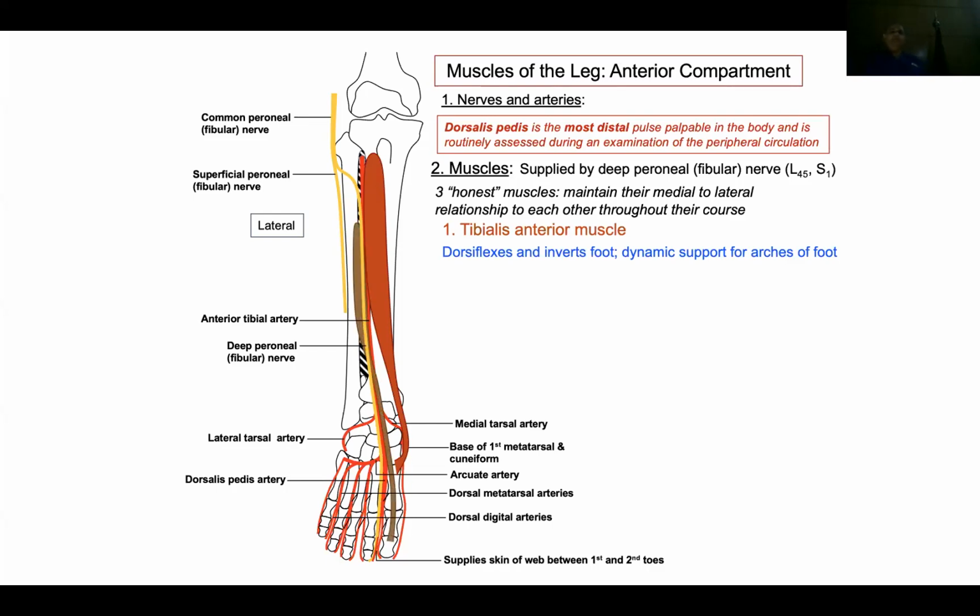And then someone coming down, sneaking behind: extensor hallucis longus for my big toe, going straight to the distal phalanx. That's my extensor hallucis longus. If you flex tightly on the dorsum of your foot, you can see these muscles, especially this extensor hallucis longus. And its job is, it extends what? Big toe and dorsiflexes the foot.